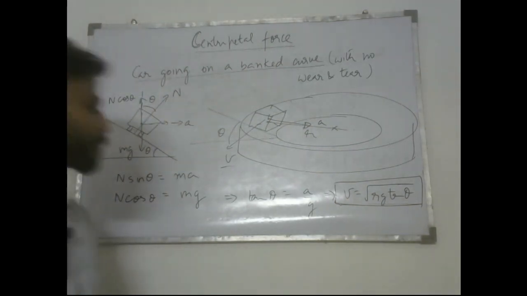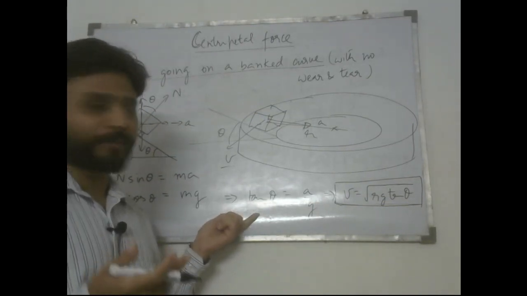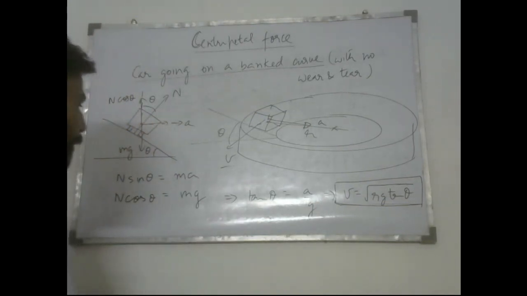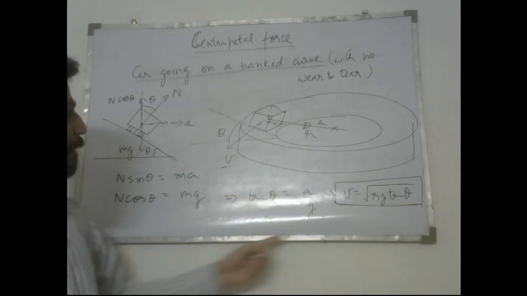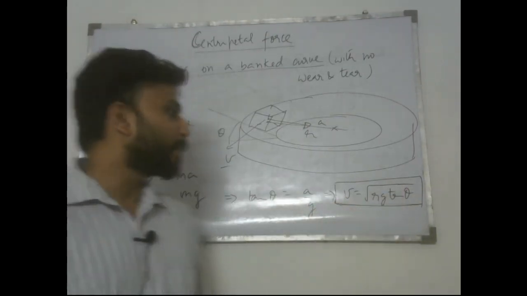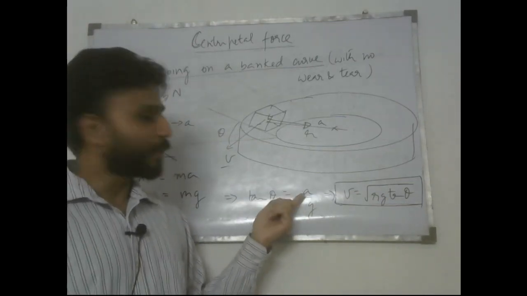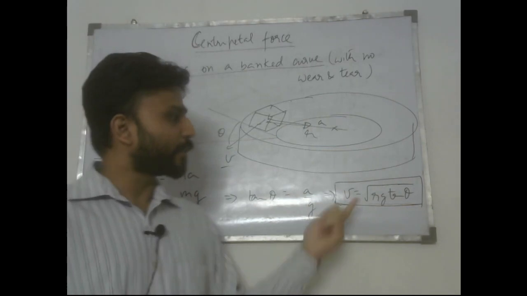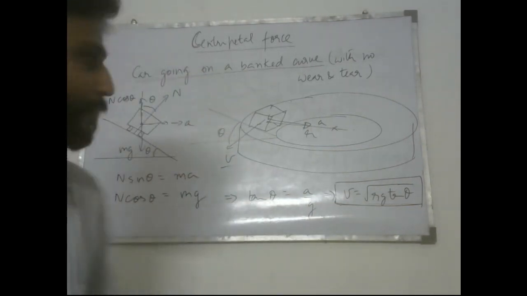So possibly this particular part of the equation, tan theta is equal to a by g, is not visible in the video because of some reflection. So I will repeat it. N sin theta is equal to ma and N cos theta is equal to mg. If we divide these two, we get tan theta is equal to a by g. On further solving this, we use the value of a is equal to v square by r. From this we get v is equal to square root of r g tan theta. And let us do some questions on the basis of this idea.